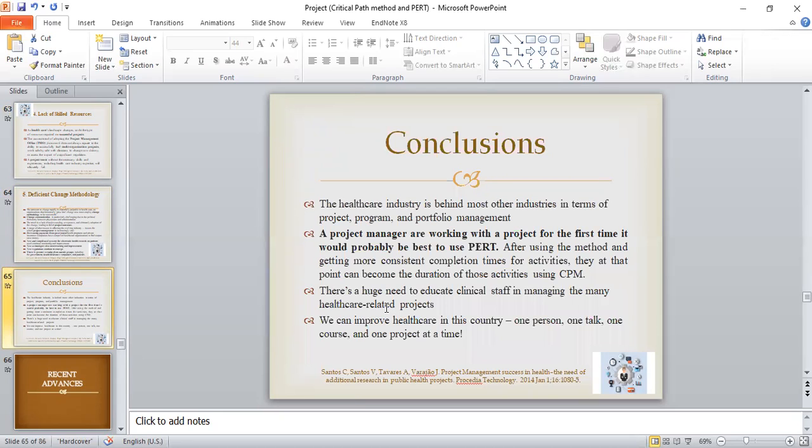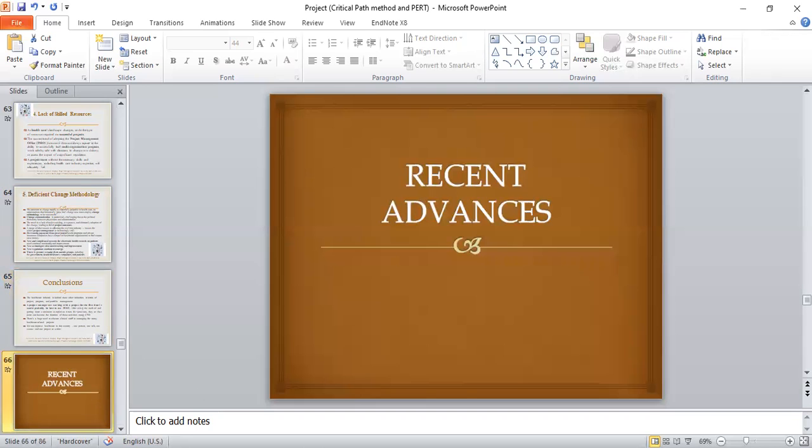A project manager who is working with a project for the first time would probably do best to use PERT analysis initially. After using the method and getting more consistent estimated time for activities, they can then determine the duration of those activities using CPM. Therefore, their first approach should be PERT if they are new in supervising the project. Therefore, there is a huge need to educate clinical staff in managing the many healthcare related projects. We can improve healthcare in this country through one person, one talk, one course, and one project at a time. Then come recent advances.